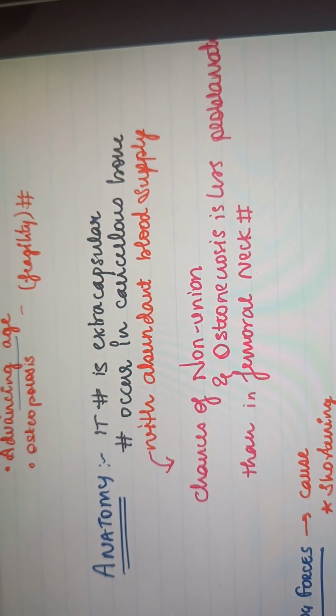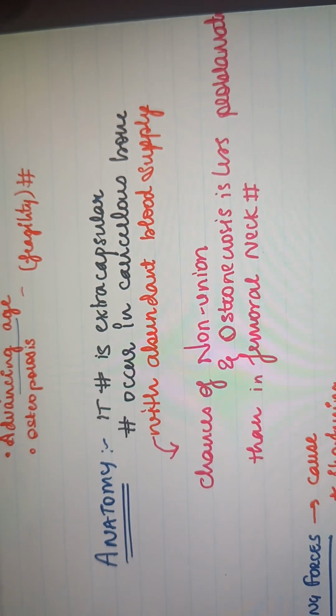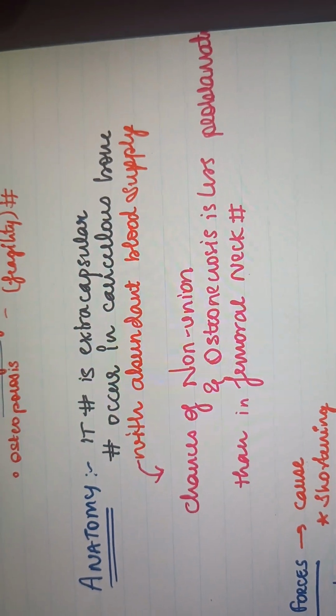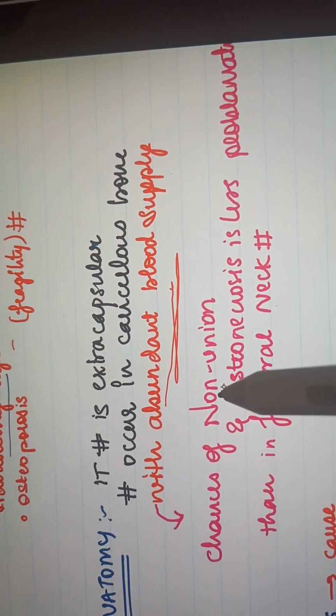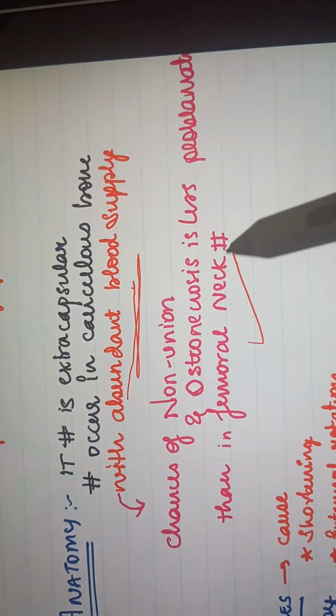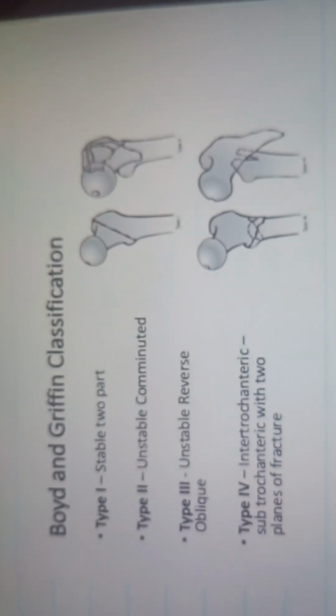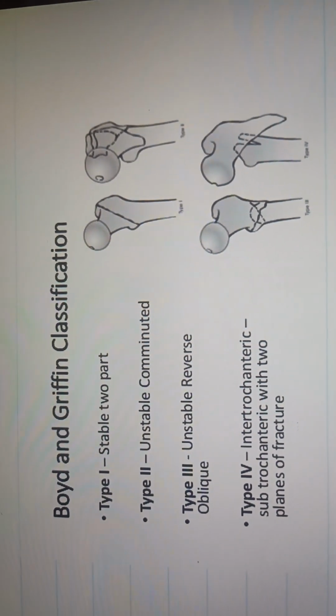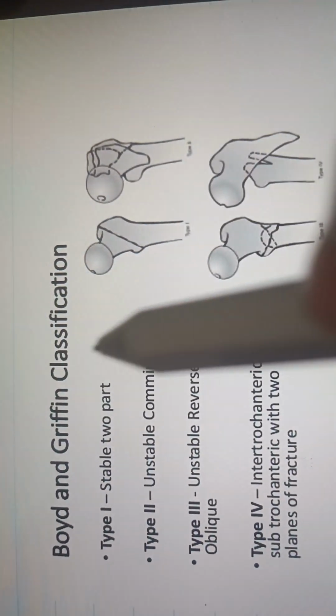Intertrochanteric fractures are usually extracapsular, occur in cancellous bone with abundant blood supply. So as there is abundant blood supply, chances of non-union and osteonecrosis is less problematic than that of neck of femur fracture. Now, next learn about classification. So in intertrochanteric fracture, there are two types of classifications. One is Boyden-Griffin classification. In Boyden-Griffin classification, there are four types.